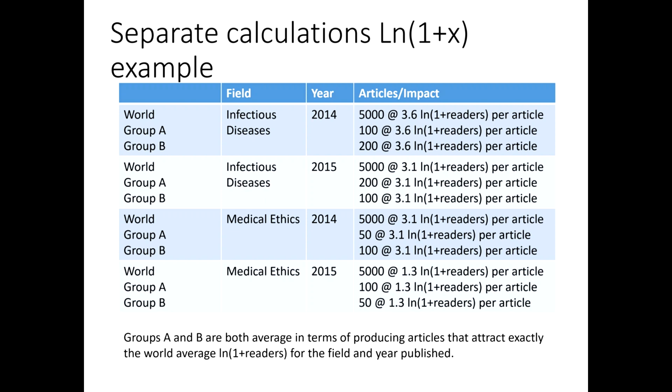Here are some calculations for the separate calculation example. If we were going to calculate the log transform scores separately, this wouldn't be useful, but this is just to illustrate the procedure. Then for each group, we would calculate the average of the log 1 plus readers or log 1 plus citations per article. So we'd start by taking log 1 plus readers, and then we would average all the results, or log 1 plus citations, and then average all the results.